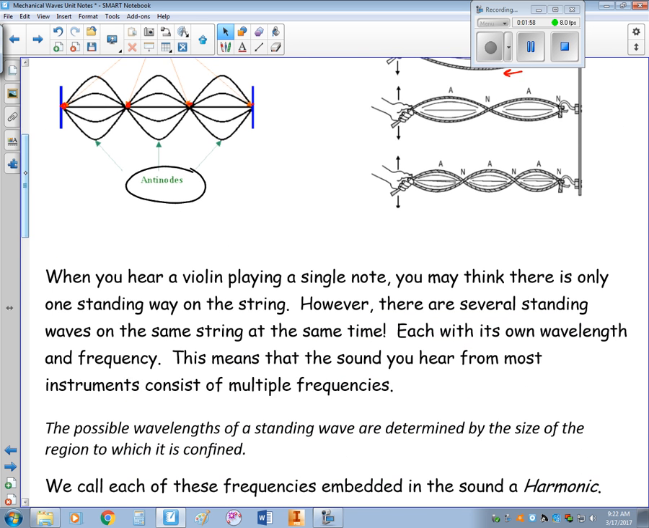Now, when you hear a violin or a guitar or a piano playing a single note, you may think that you're only hearing one standing wave or one frequency on the string. However, there are actually several standing waves on that same string at the same time, each with its own wavelength and frequency. So the sound that you hear from most instruments consists of multiple frequencies.